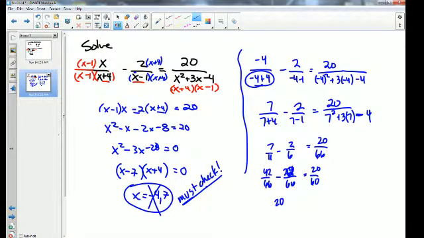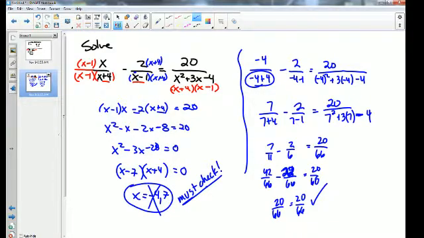Wait, how is it 66? Because that's bigger than 20. But that's your least common. Check. Yeah, so times 6 here and times 11 here. This is already 66. 49 plus 21 is 70, minus 4 is 66. Okay. All right, so check your answers.